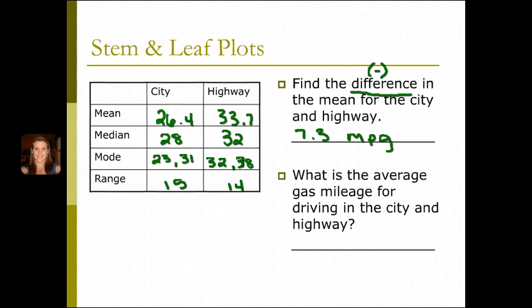Then they want to find the average gas mileage for driving in the city and the highway. So what we're going to have to do there is say 26.4 plus 33.7 and divide it by 2. That's going to give us an average of 30 miles per gallon.